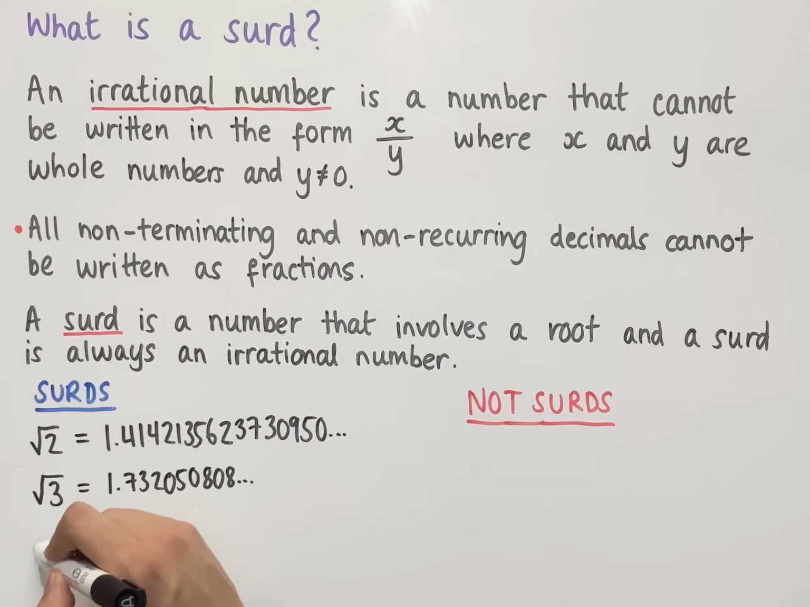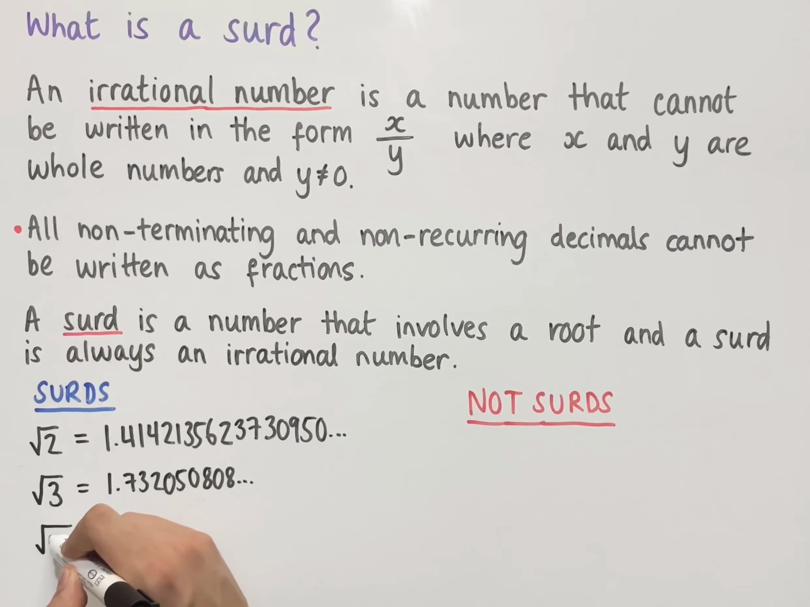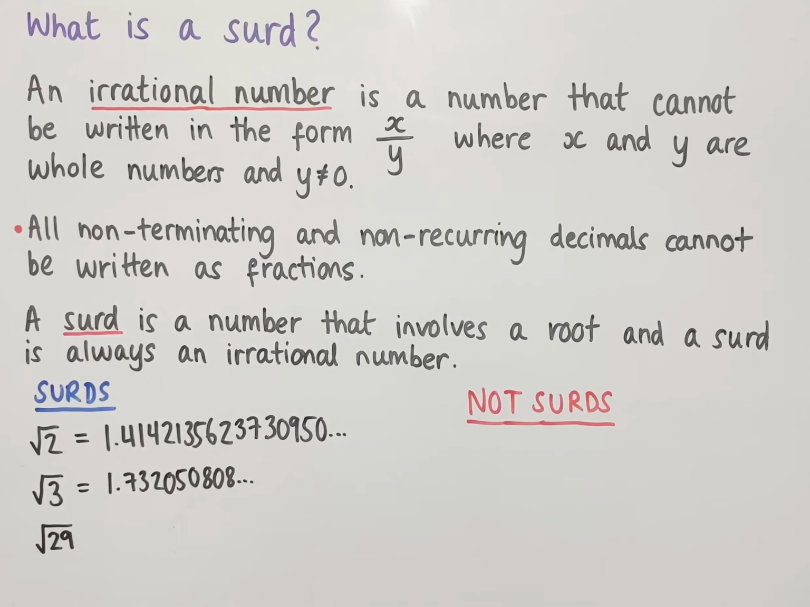Another example of a surd would be the square root of 29. 29 is a prime number. The square root of 29 results in a surd. Any prime number, if we take the square root of it, will always result in a surd. In fact, any number that's not a perfect square, if we take the square root of it, will result in a surd. So for instance, the square root of 40. 40 is not a perfect square. There's no whole number that times itself to give us 40, and so the square root of 40 is a surd.